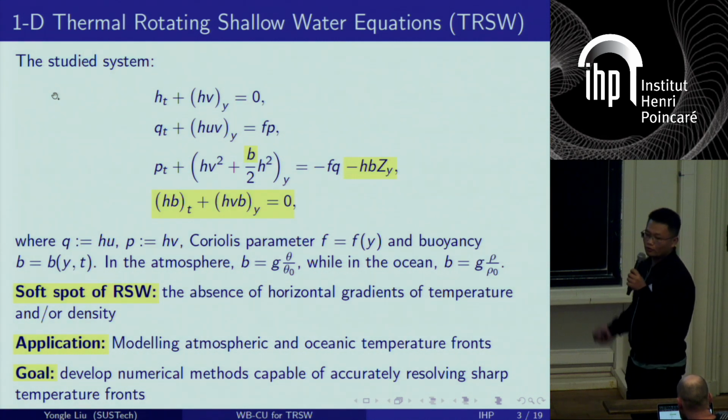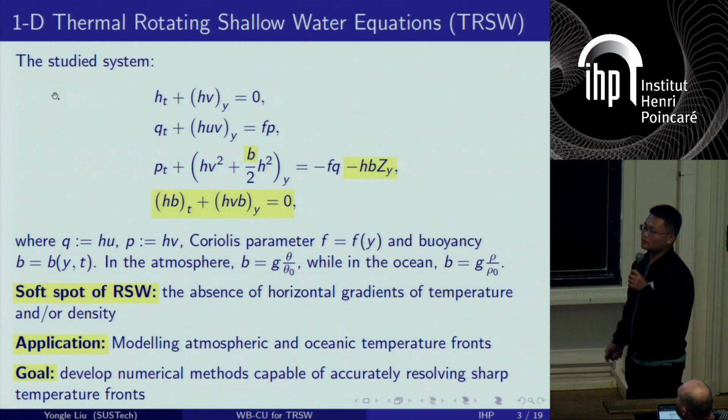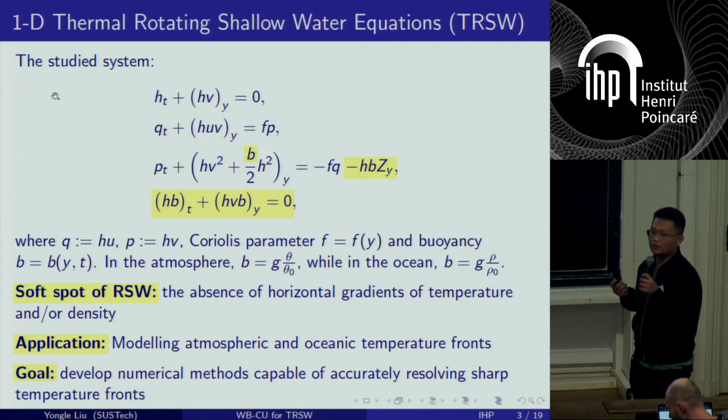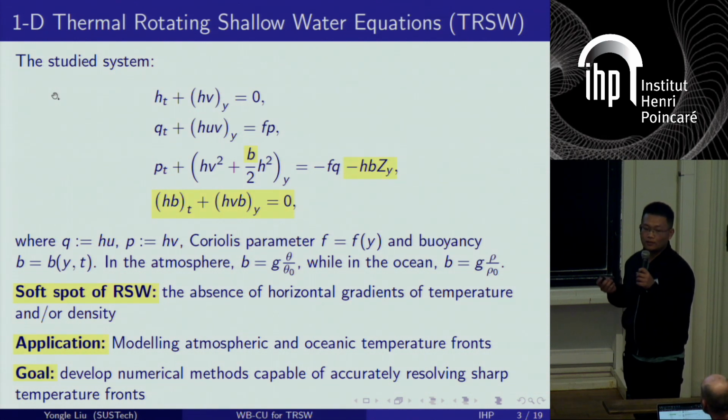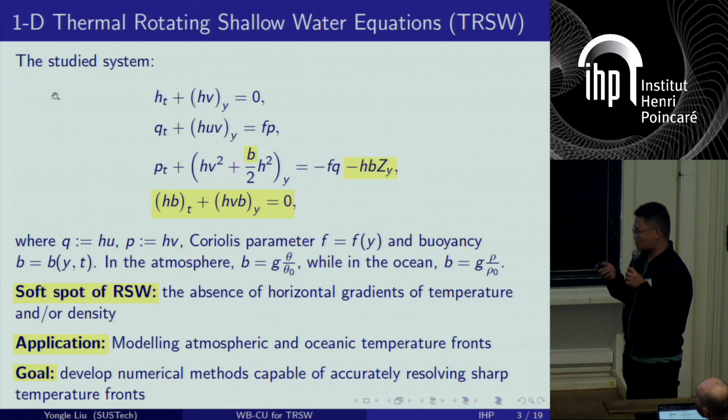And here, F is the Coriolis force. In applications, we can use this system to model atmospheric or density temperature gradients. Recently, we developed two-dimensional numerical schemes, which are much more realistic because we can use them to study the propagation of vortices and the dynamical physics. But today, in this talk, I would like to talk about the development of numerical methods for this one-dimensional system.